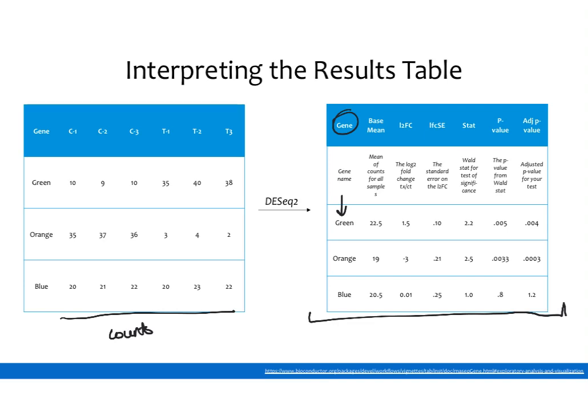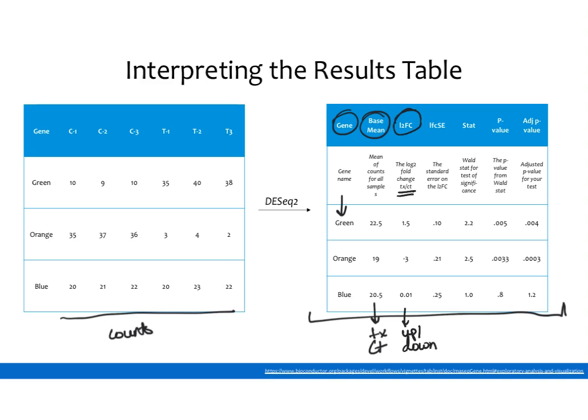Okay. Then you're going to have a base mean. The base mean is going to be the mean of all of the counts for the sample. So this includes any treatments and controls all together. You're going to have a fold change. So this fold change will always be calculated as your treatment condition over your control condition. So this is going to tell you, is my gene up or is it down compared between my samples?